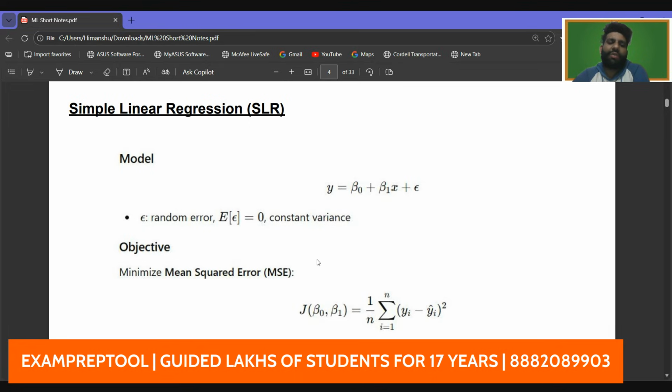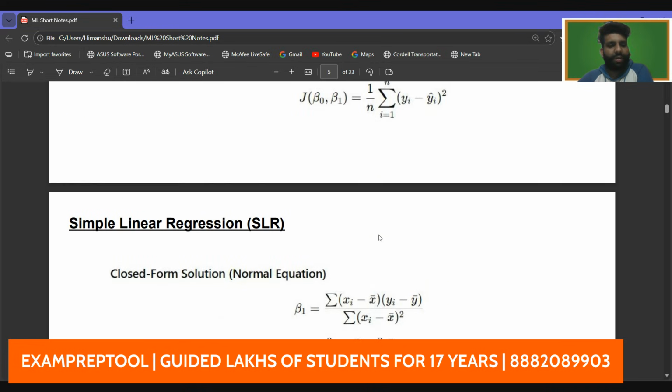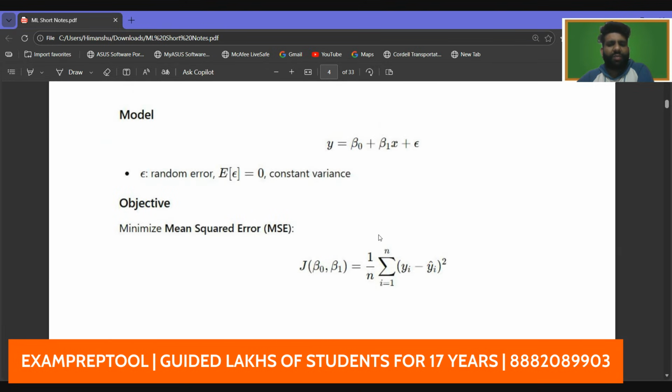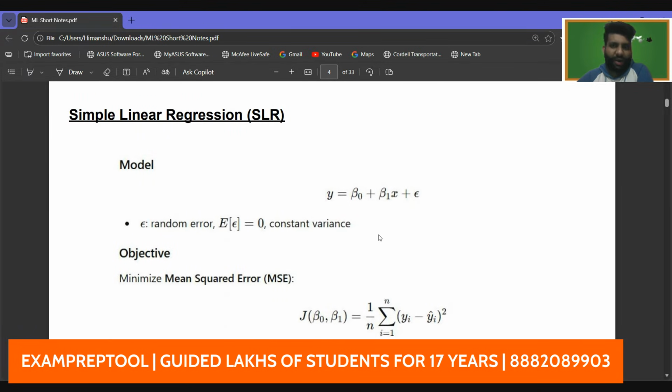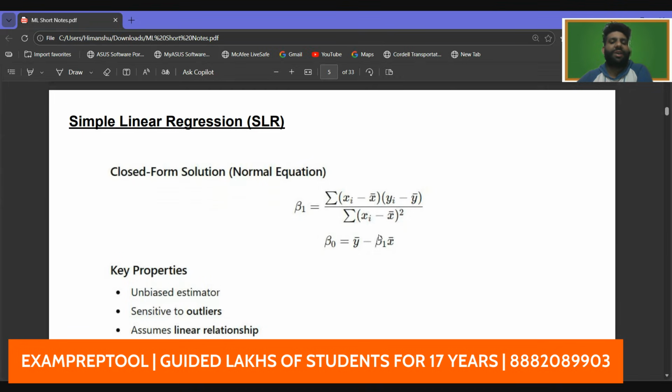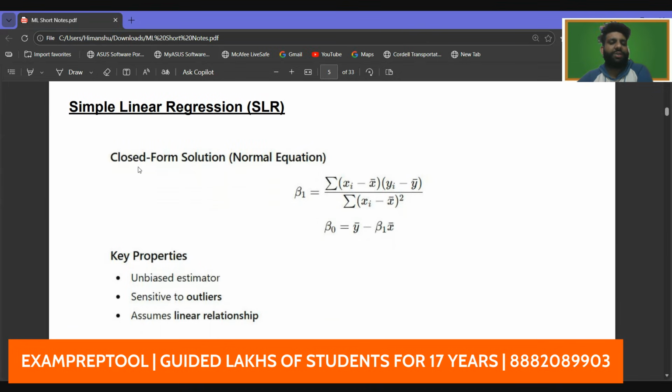The objective would always be to minimize your mean squared error. How do we write mean squared error? First of all, you need to find the error. For that, y minus y cap, then take the square of that, sum the error for all the data points, and then take the mean. That's your mean squared error. Then you try to learn the parameters beta naught and beta 1. That's what we try to learn. We are not going to do any derivation, but we do have formulas directly. There is a closed form solution for that.